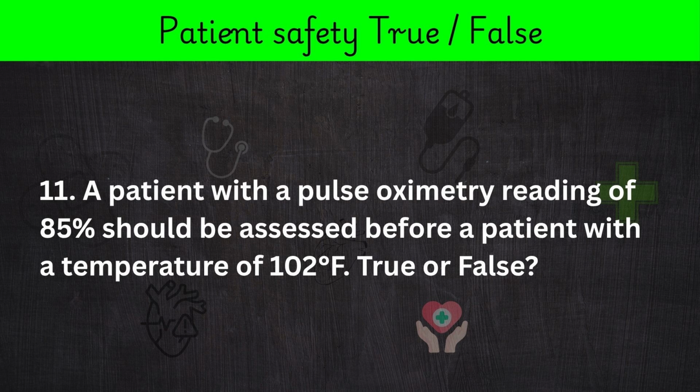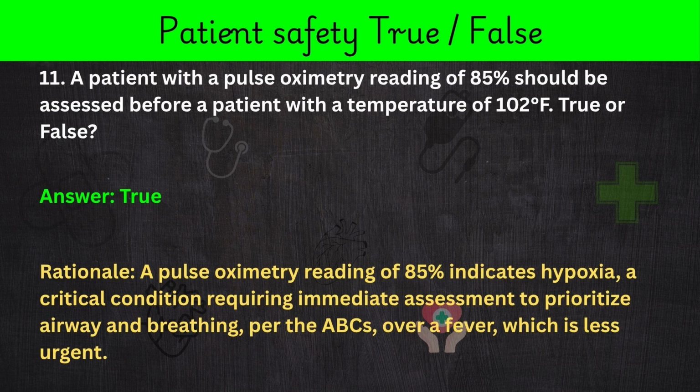11. A patient with a pulse oximetry reading of 85% should be assessed before a patient with a temperature of 102 degrees Fahrenheit. True or false? Answer: true. Rationale: A pulse oximetry reading of 85% indicates hypoxia, a critical condition requiring immediate assessment to prioritize airway and breathing, per the ABCs, over a fever, which is less urgent.